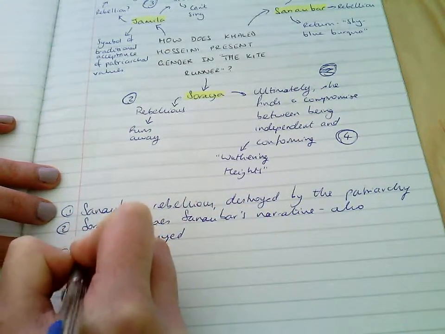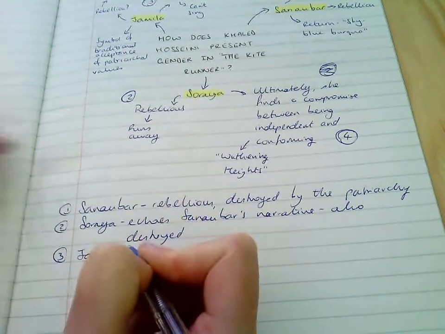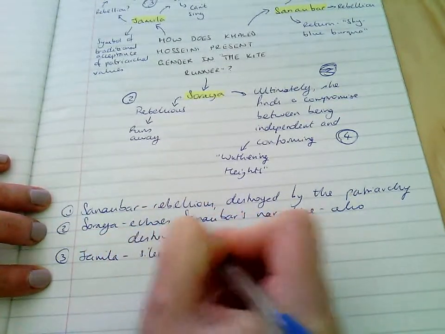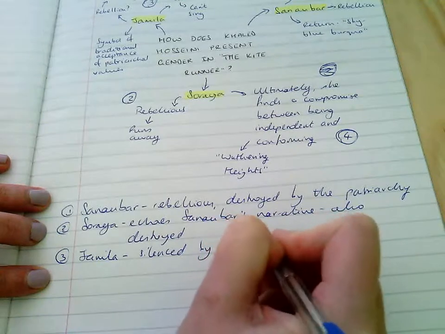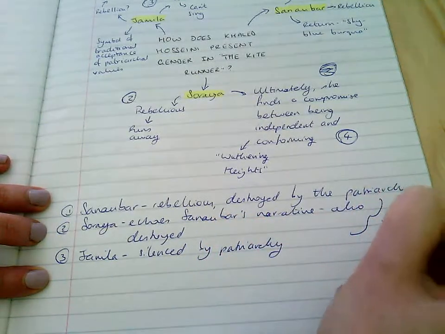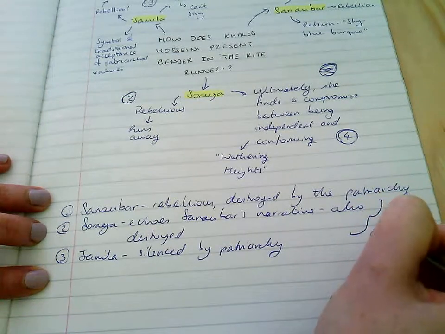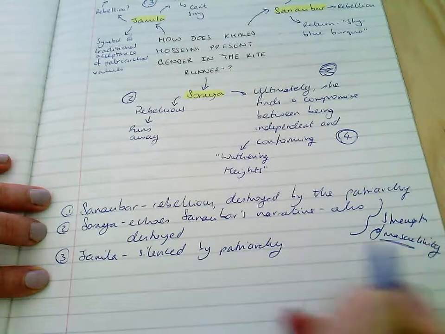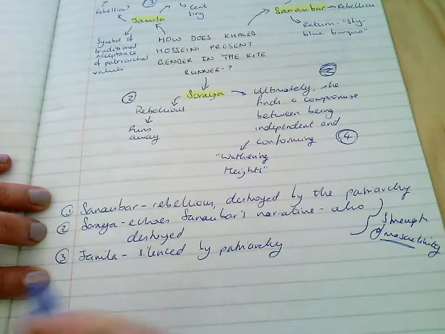Then I'm going to go for number 3, Jamila. Again, all of these characters are kind of echoing each other, aren't they? So I'm going to say that Jamila is silenced by the patriarchy as well. So ultimately what I've got here is the strength of masculinity. So that's my kind of overarching idea, my big idea, and I've done another video about using big concepts in your essays.